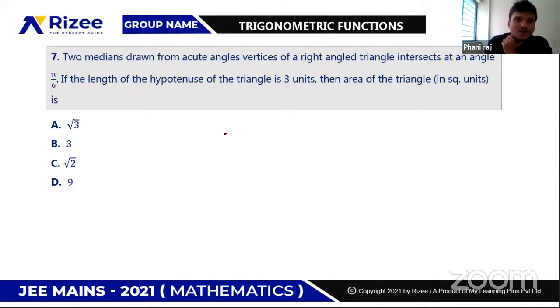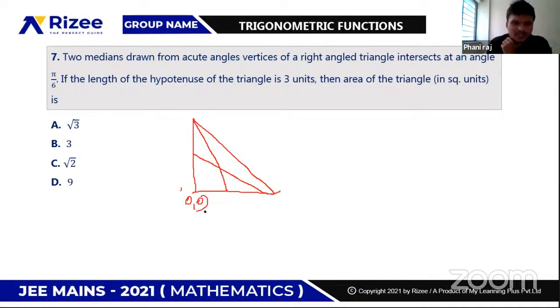Two medians drawn from the acute angle vertices of a right angle triangle intersect at an angle pi by 6. So it's a right angle triangle. Sorry for the bad drawing. It's a median, so it should go to the midpoint. Let's try to solve it using coordinate geometry. I think that is better, because if they are intersecting, this is a centroid, and centroid coordinates can be easily found. This is a comma 0, and this is 0 comma b.